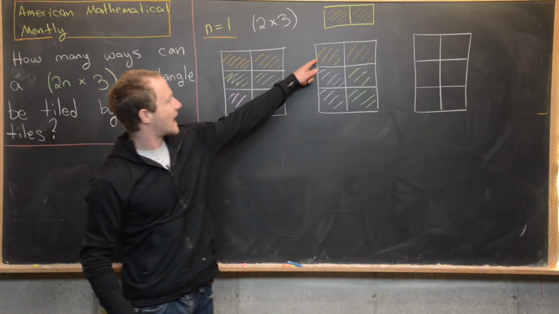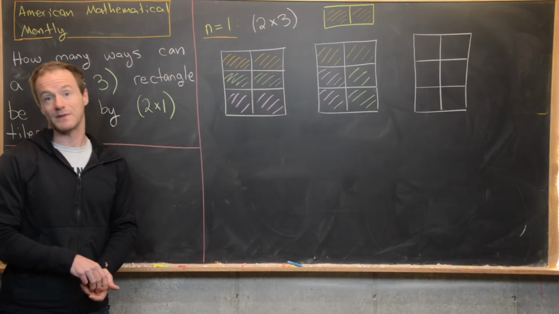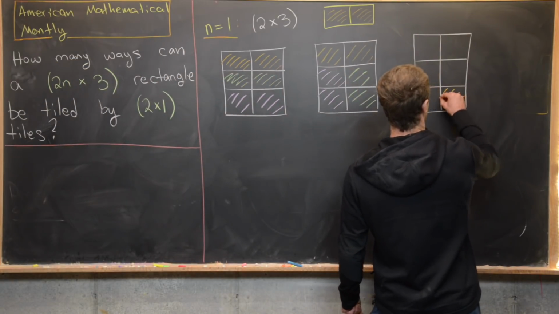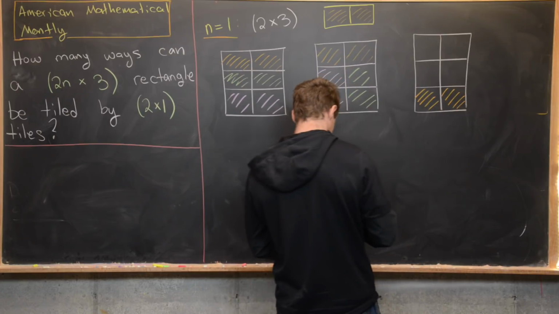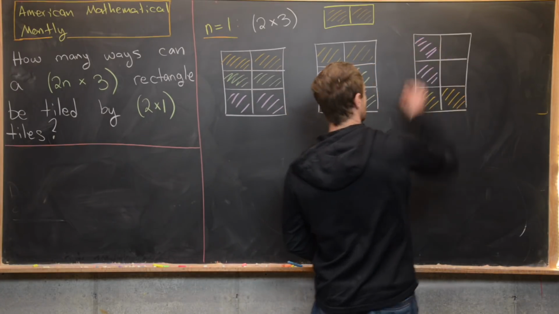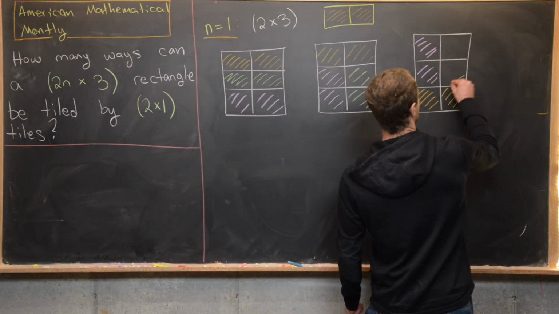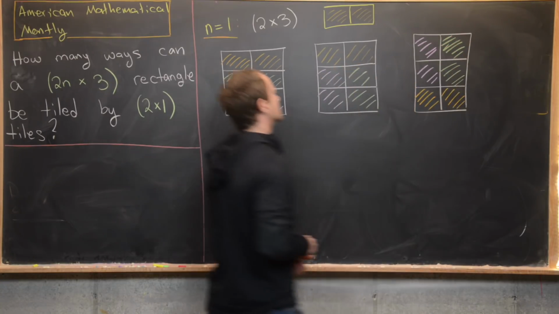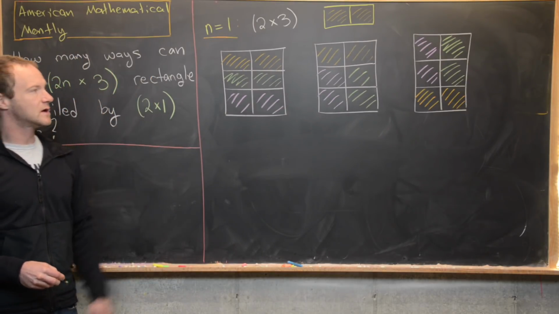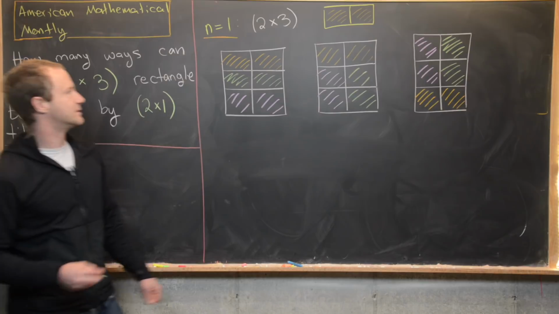But we could put our horizontal tile at the bottom. That's our other choice here. So let's go ahead and do that. We've got our orange horizontal tile at the bottom. And then we've got our purple tile, which is vertical. And then our green tile, which is also vertical. So it looks like for n equals 1, we have 3 different possibilities.